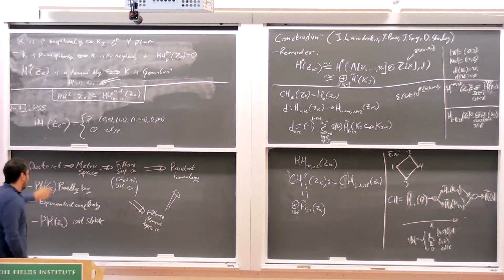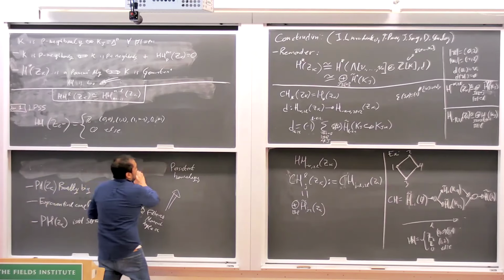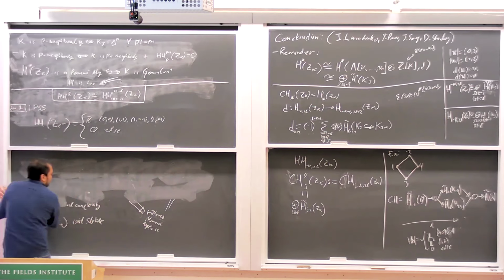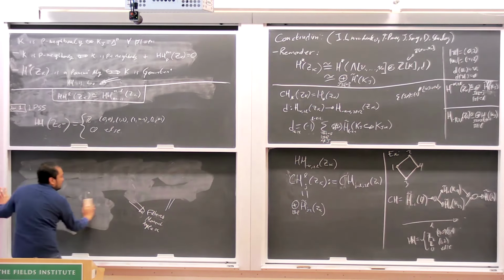So that's done for all one spheres. The natural direction to go here is to look at two spheres. But it turns out that two spheres are not as simple as one spheres.